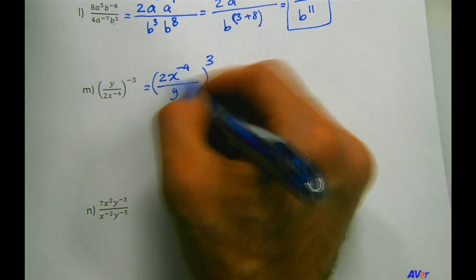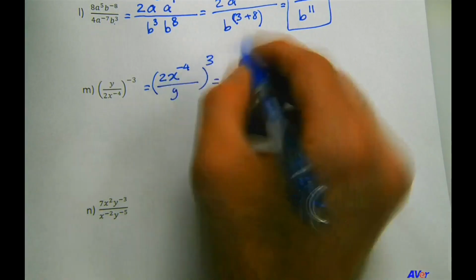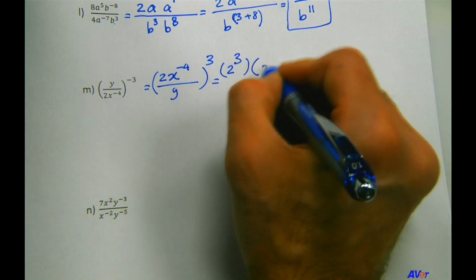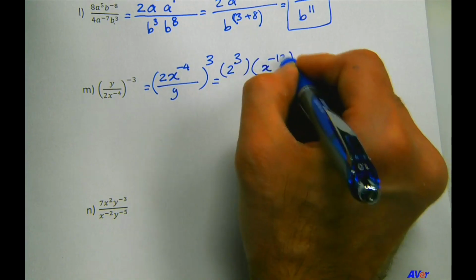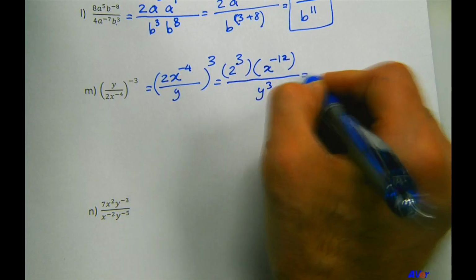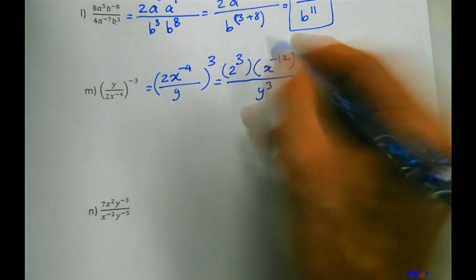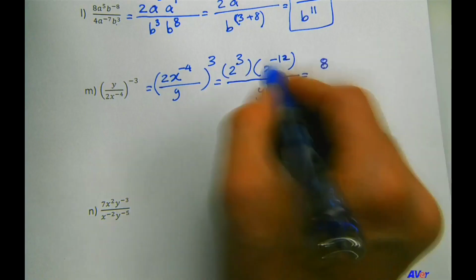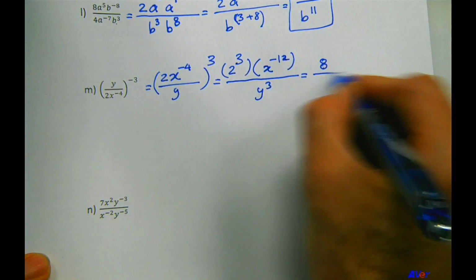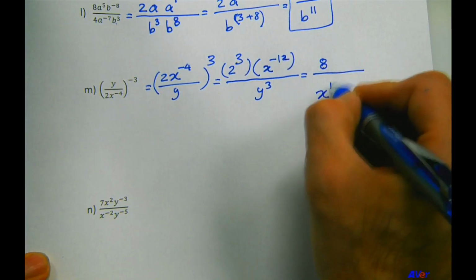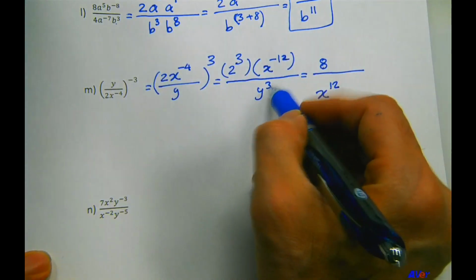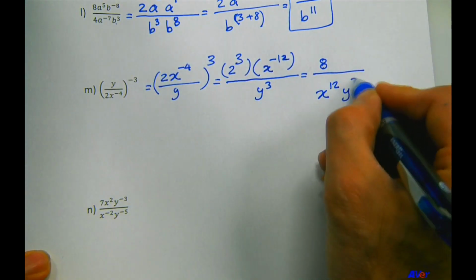Everything is being multiplied or divided on the inside, so we can distribute the 3. So we have 2 cubed times x to the negative 12 power divided by y cubed, right? So let's simplify. 2 cubed is 8. X to the negative 12 power, it's obvious, we wanted this positive, so we need to move it down. So x to the 12th power. Y cubed is happy because it's got a power that is positive. So we're going to write it like that.